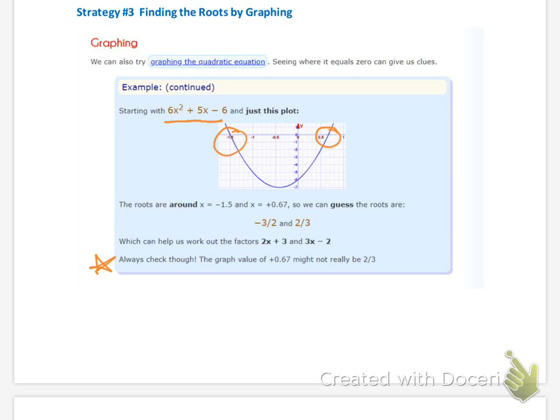Okay, let's go on to the next page. They're going to hit upon strategy 4, which is using the quadratic equation. That method always works for factoring. Well, I take that back. It always works for finding your roots, because sometimes you don't have real roots, so you're not going to be able to factor. But we'll talk about that in just a second.